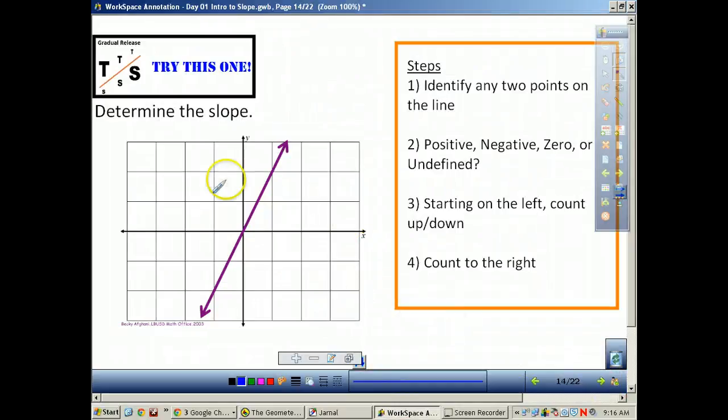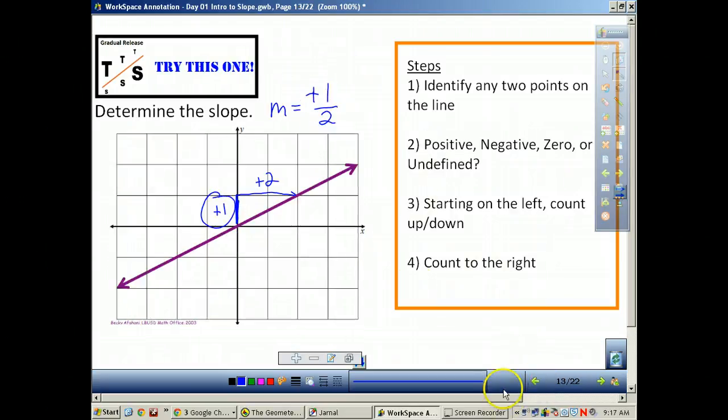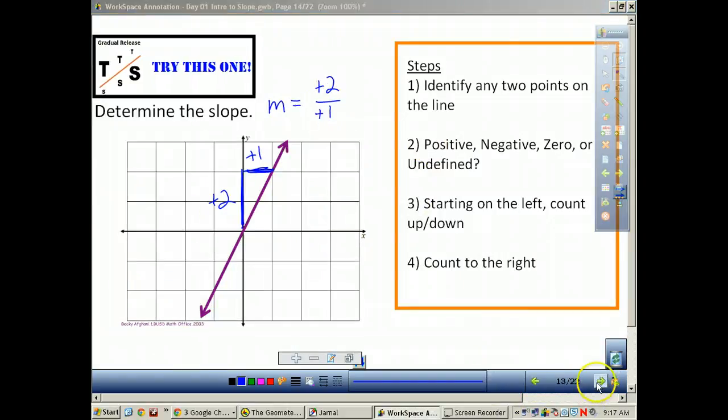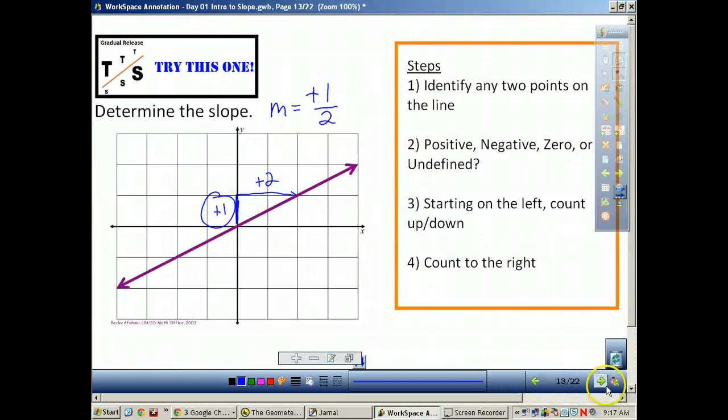And on here, here's where we have to go up to, and then we have to go right 1. So here's where we get a slope of positive 2 over positive 1. So look at the difference between 2 over 1 and 1 over 2. It's a very different line. So we can't confuse what number goes on top. It's always the rise on top.